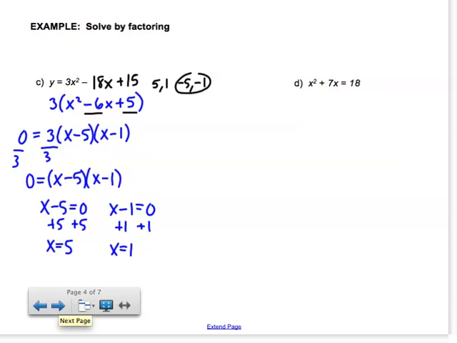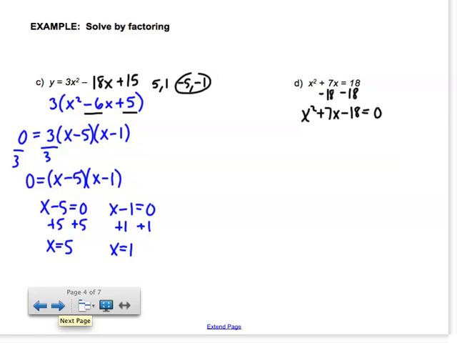And I get x equals 5 and x equals 1. Example D. Again, we're looking at our last term. But first, I have to get the last term over with the rest of the problem. So I'm going to have to subtract 18 from both sides. And I end up with x squared plus 7x minus 18 equals 0.